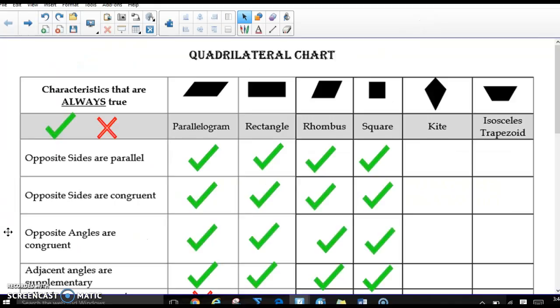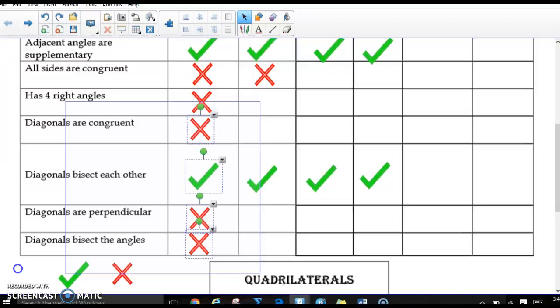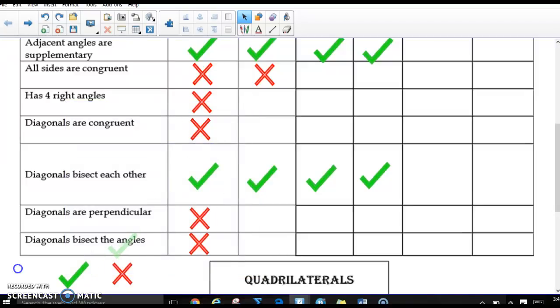Here's the top half of the page. Anything that was true for parallelogram is true for every shape below it. So you should have the exact same thing that I do. And for the same reason, the diagonals bisect each other would be checkmarked for all the others. But let's also look at the second column representing the rectangle and things that we know about the rectangle. All sides are congruent. We know that's actually not true. Opposite sides are congruent. It has 4 right angles. Yeah, a rectangle has 4 right angles.